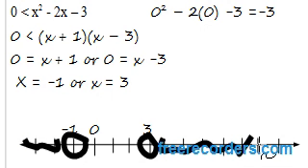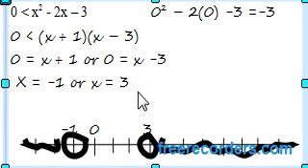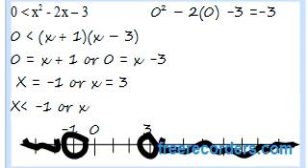Then I have to figure out how to say that symbolically. So I go back up here and I say x can be less than -1, or x can be greater than 3. And that's what I've shaded. All these numbers are greater than 3. All these numbers are less than -1.